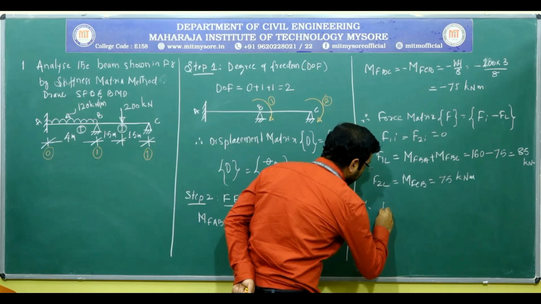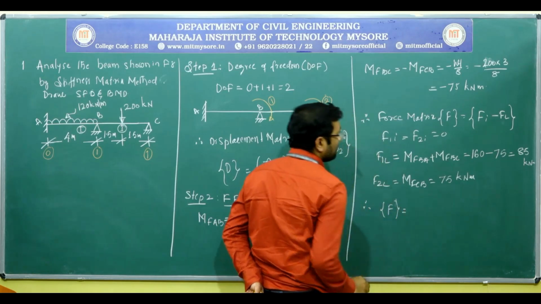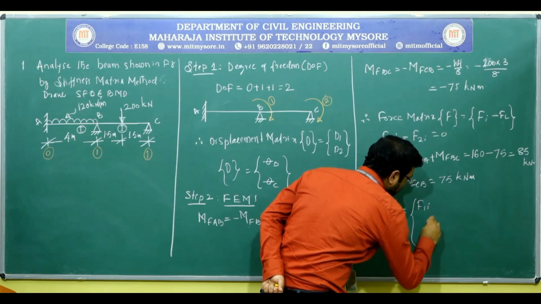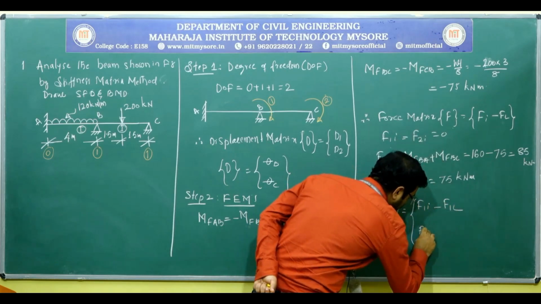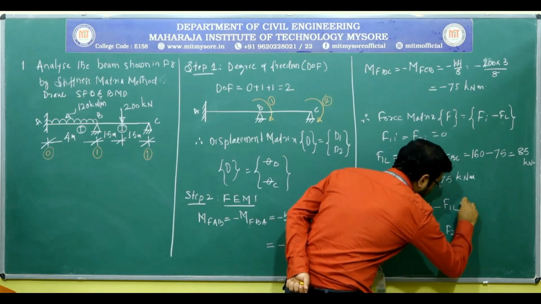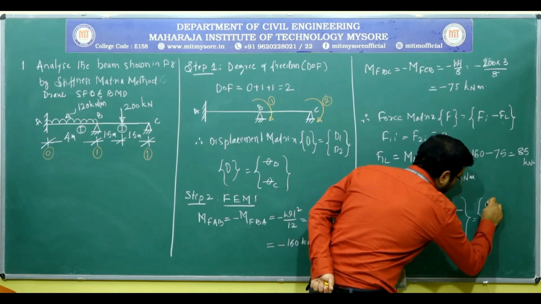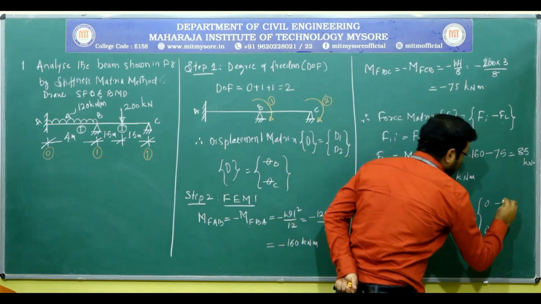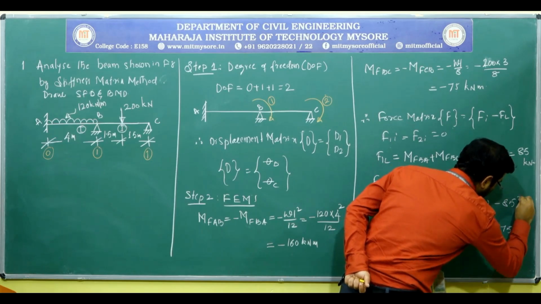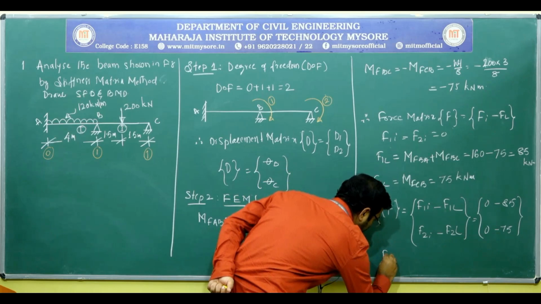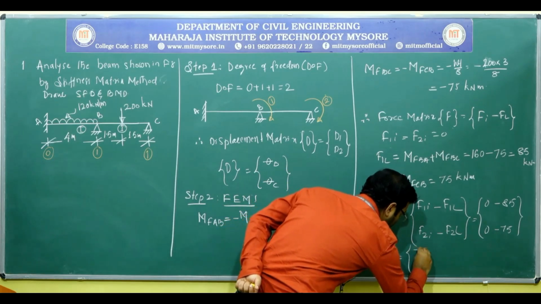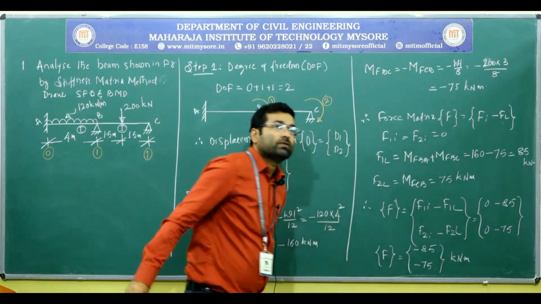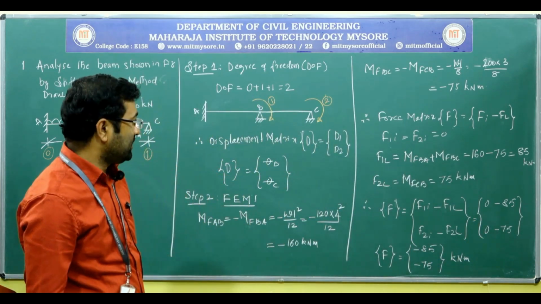Therefore, the force matrix F is equal to, here as we have two values, I can write it as F1I minus F1L, then F2I minus F2L. So here F1I and F2I are 0, whereas F1L and F2L are 85 and 75. So this gives me the F matrix as minus 85 and minus 75 kilonewton meter. So this is the force matrix, right?